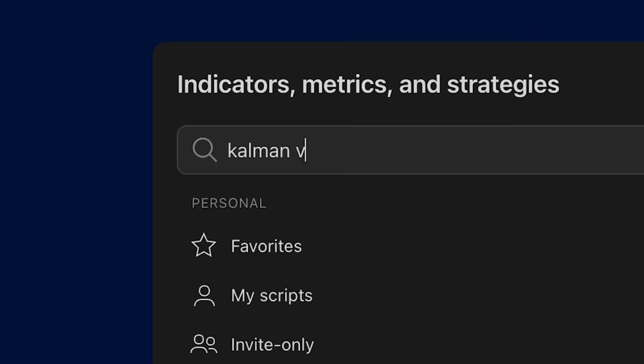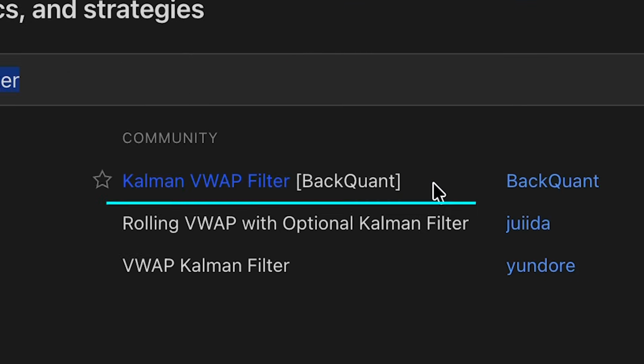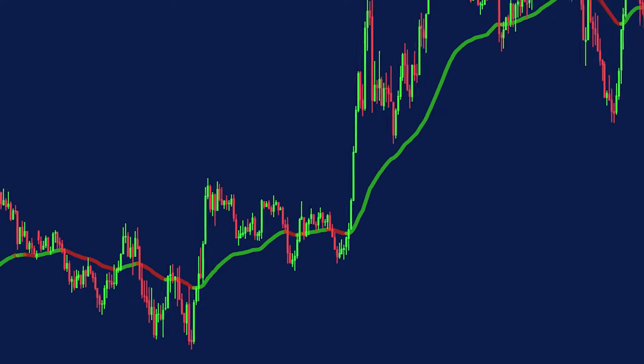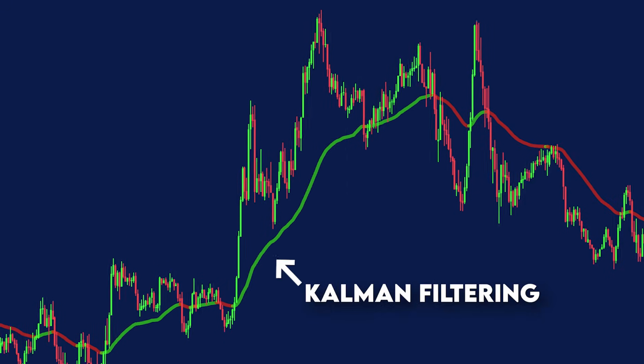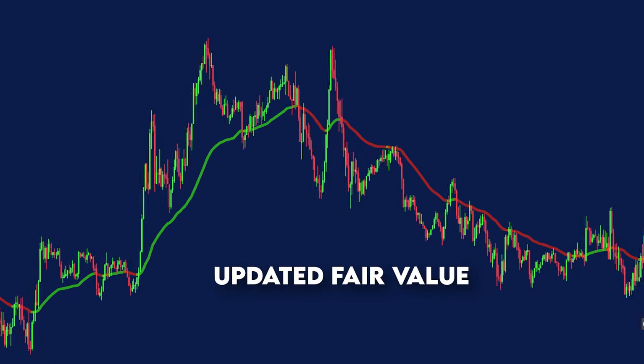To do that, go back to TradingView and search for Kalman VWAP filter. Make sure you select the one by BackQuant. Now, what makes this filter truly special? It's how it fuses Kalman filtering with volume-weighted average price to create a continuously updated fair value line.